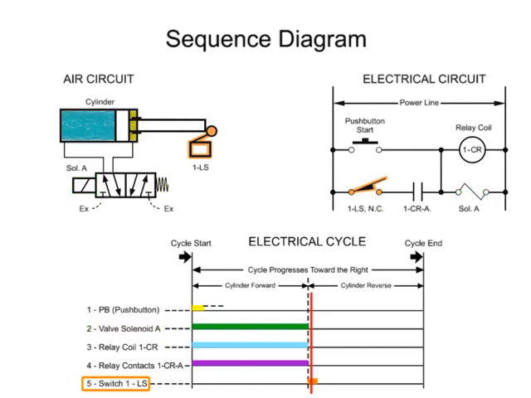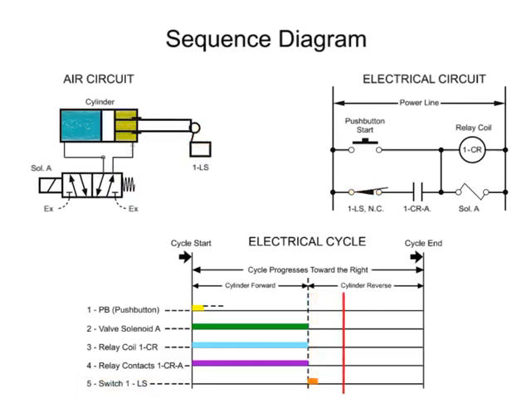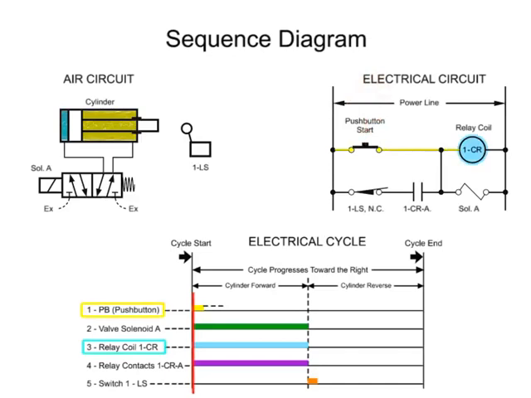Internal springs shift the solenoid valve spool to the cylinder retract position and the cylinder starts its return stroke. Switch 1 LS contacts close again as the cylinder backs off the switch, but the relay coil and valve solenoid do not become energized again because contacts 1 CRA are open at this time. This begins again when the operator engages the push button once more.